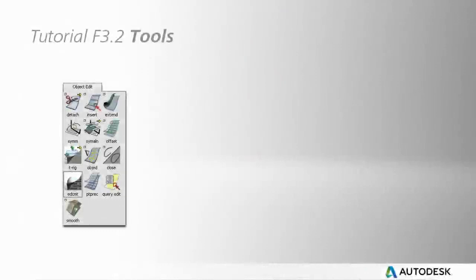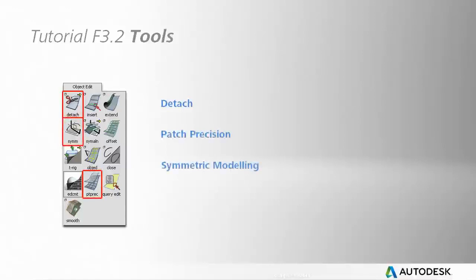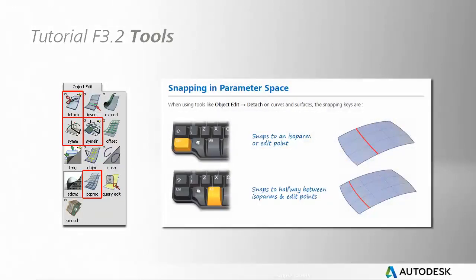And so here's a reminder of the tools on the Object Edit palette that we've used. So you've got Detach to split a surface at an isopalm, Patch Precision to increase the number of isopalms displayed, then there's Symmetric Modeling for when you're working across a center line, and Symmetry Plane Align, which applies to the centerline edge when you build only one half. And with Detach, don't forget you have the snapping keys as well.